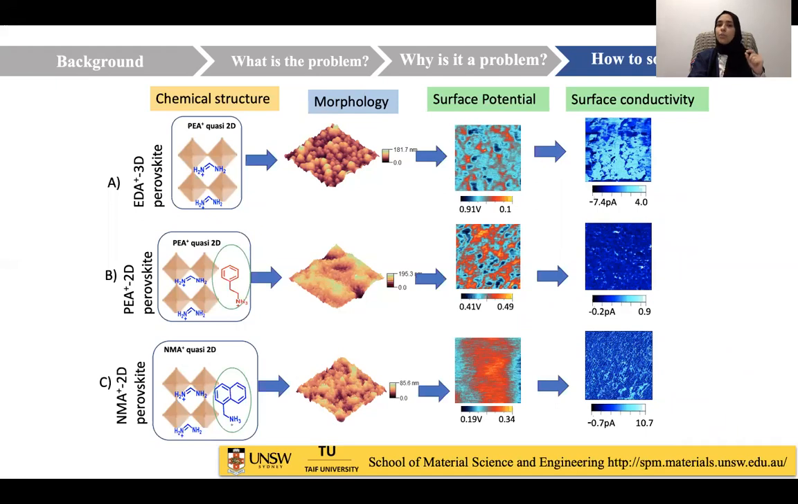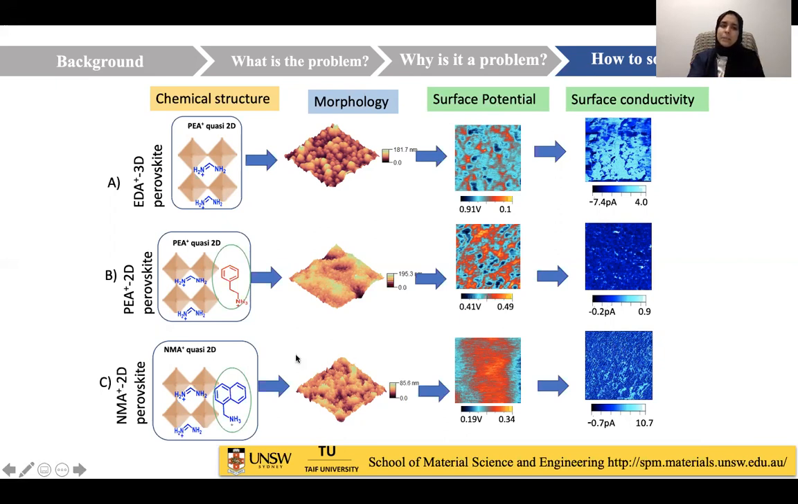Now, let's see how the morphology will affect the optoelectronic properties. After that, these samples were illuminated and the optoelectronic properties were measured. It can be clearly seen that in samples A and B, the surface potential and surface conductivity show very significant variation. This variation might correspond to ion migration or the accumulation of charges in the grain boundaries, while sample C shows uniform and homogeneous optoelectronic properties.